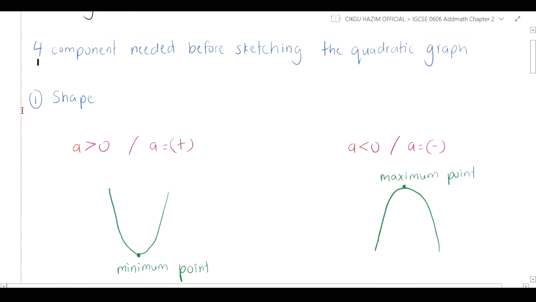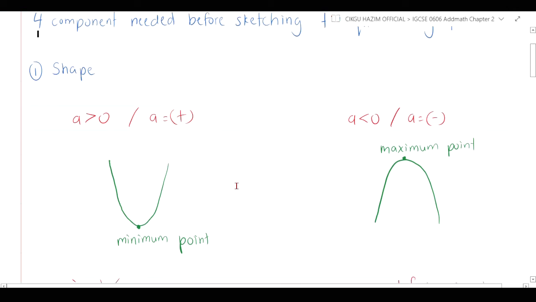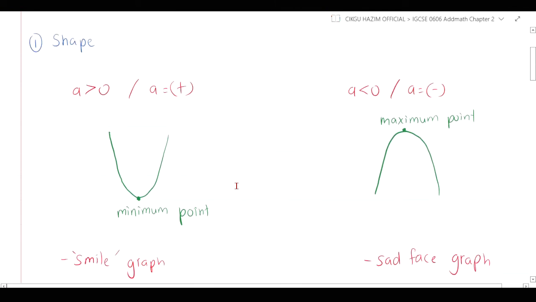You must know that in a quadratic you can only have 2 types of graph, either a smiling or a sad face. So how do you know a smiling or sad face? Just look at the value of a. You already know how to identify the value of a, b, c. Now just look at the value of a. If the value is positive, more than 0, it must be a smiling graph. Okay, smile graph. It must be the smile graph like that.